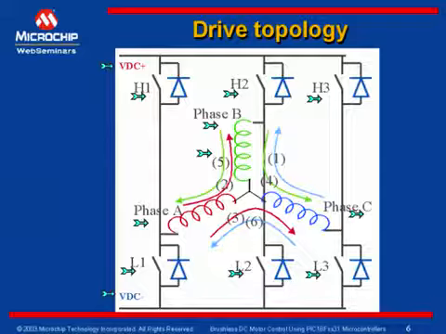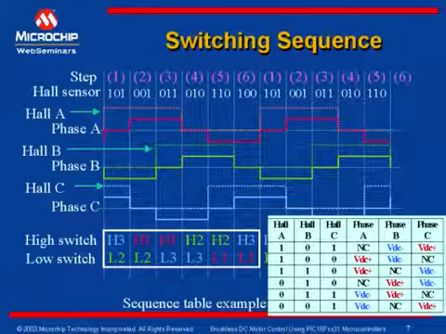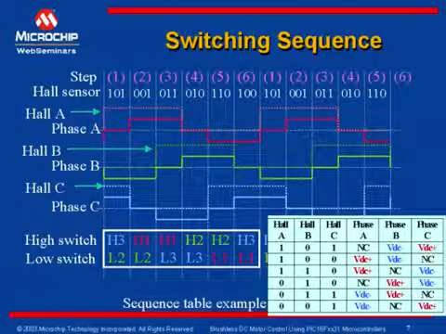Stator windings A, B, and C are connected in star fashion to this inverter. In coming slides, we will see how these stator windings are energized in synchronism with the Hall sensor input. This slide shows the switching sequence that should be followed based on the Hall sensor input.